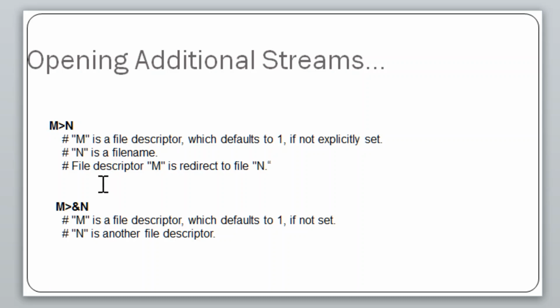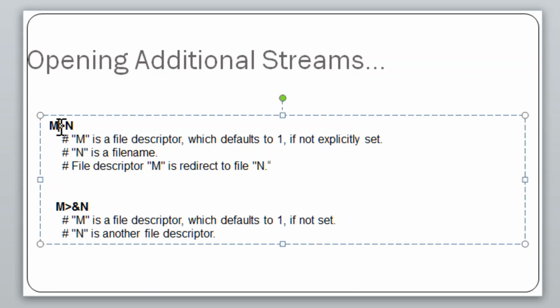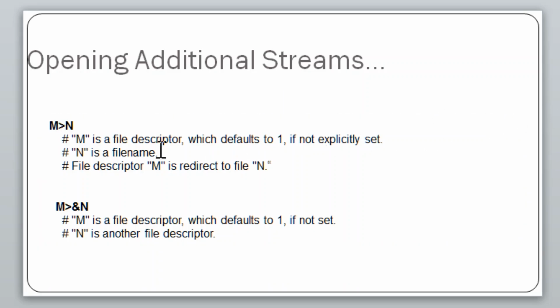And just some more examples here. M is a file descriptor, and it's going to default to 1 if not explicitly set. N is the file name. So file descriptor M is directed to N. This is the syntax of a redirect command. Now, if you want to redirect both error and output, you would use that ampersand symbol.